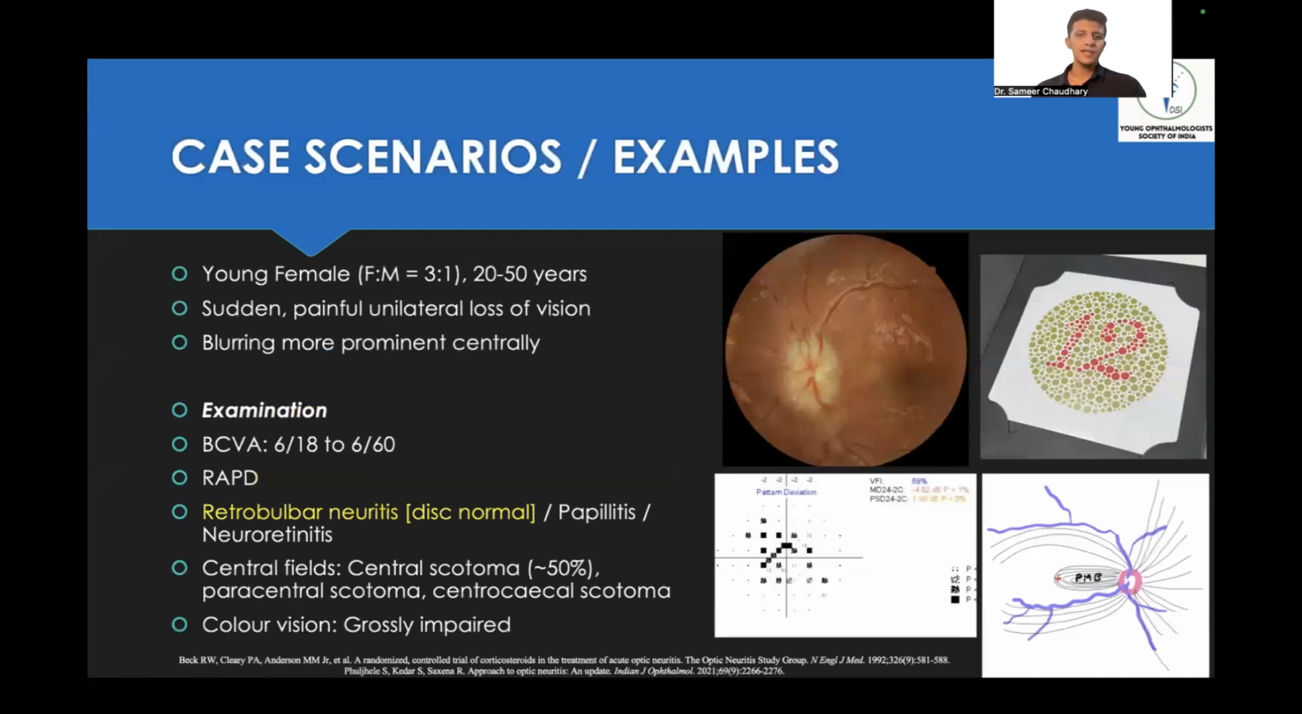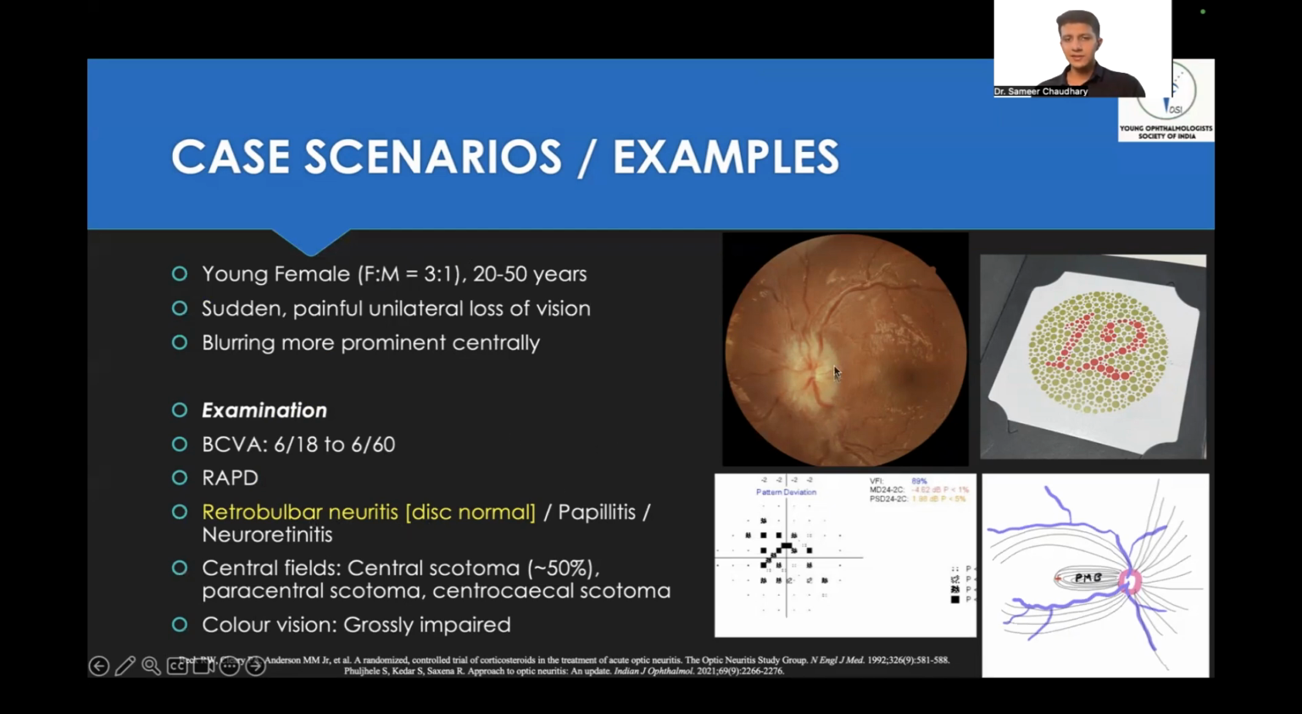So, how does a typical case of optic neuritis present? It is basically a young female in the age of 20 to 50 years who presents with sudden, painful, unilateral loss of vision. The patient might tell that the blurring is more prominent centrally, and when we examine the patient, the visual acuity has usually dropped between 6/18 to 6/60. RAPD is almost always present, and when we examine the fundus, in two-thirds of the cases, the fundus is usually normal, which is suggestive of retrobulbar neuritis.